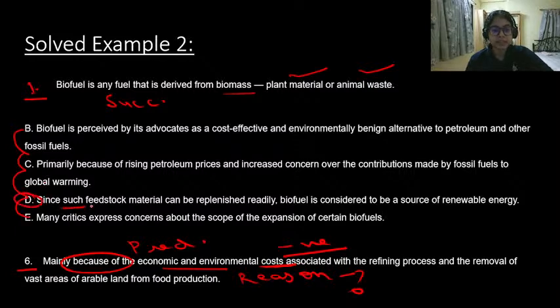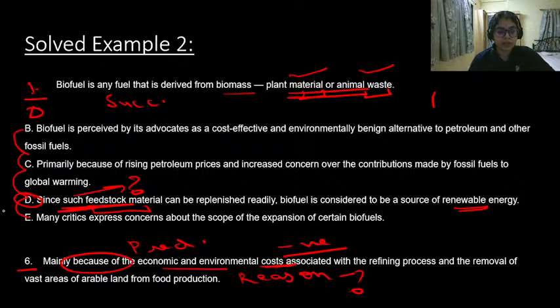Statement D says, since such feedstock material. Which feedstock material? It's definitely mentioned before. Since it says "such," it has been talked about above. Such feedstock material can be replenished readily. Biofuel is considered to be a source of renewable energy. Which feedstock material? Here it is. Plant material and animal waste. So D should come after 1 because feedstock material is mentioned here. So 1 and D are a pair.